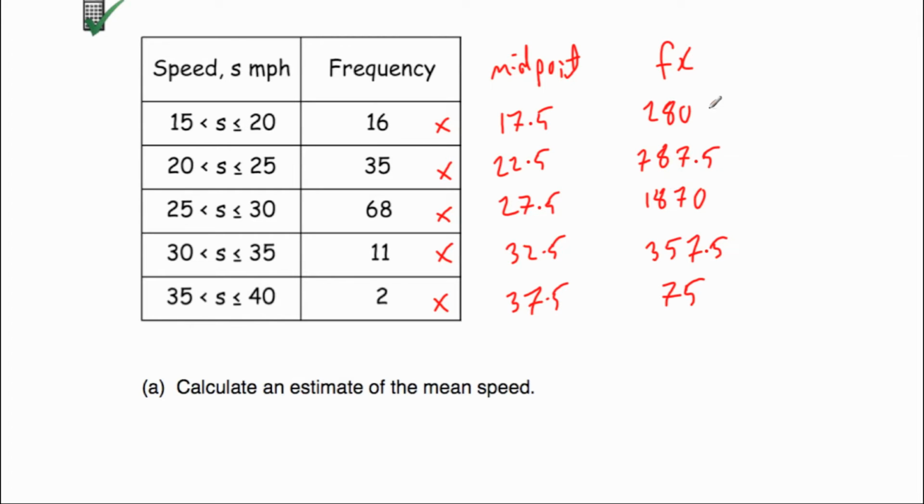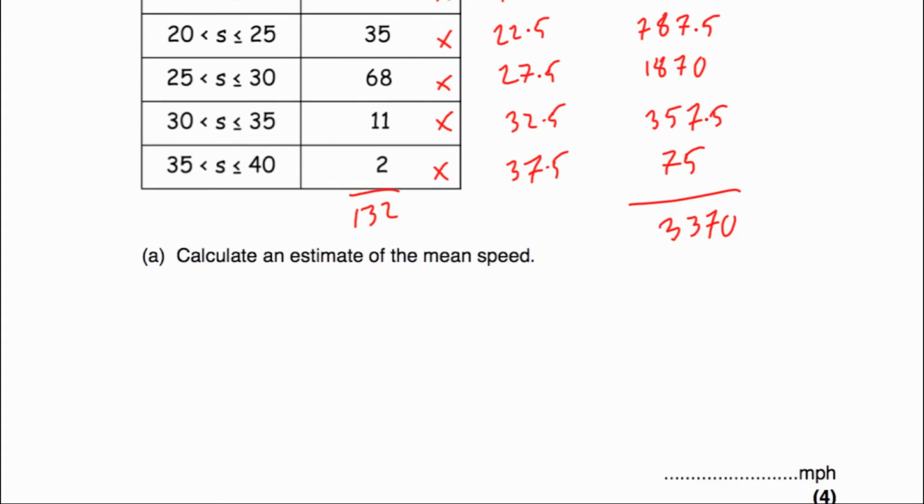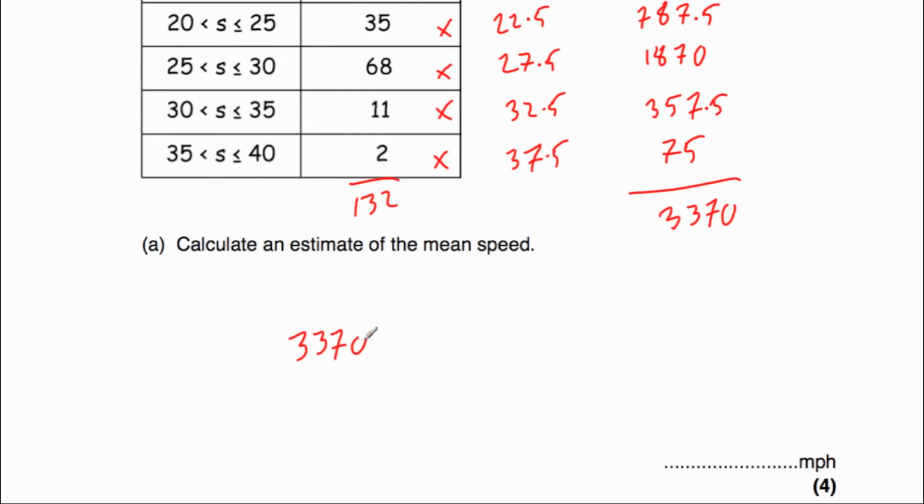So I've worked out the fx column, and the numbers are 280, 787.5, 1,870, 357.5, and 75. So now to find the estimate of the mean speed, we're going to add up the fx column, and then we're going to add up the frequency, and then we'll divide the total for the fx by the total frequency. So when we do that, we get, for the total for the fx column, 3,370, and the total frequency is 132. Now, to find the estimate of the mean, we're going to do 3,370 divided by 132.